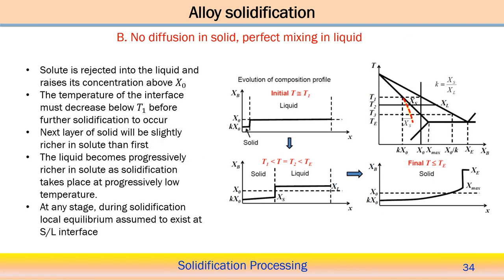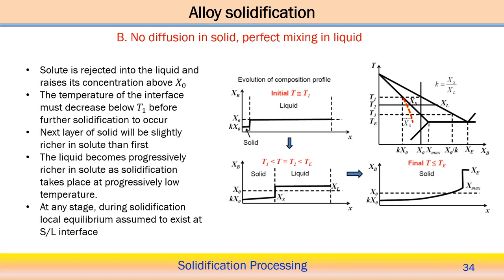Now we can explain this. When solidification occurs, solute is rejected into the liquid phase. So, definitely the concentration in the liquid phase is increasing if it follows the liquidus line, raising its concentration above X0, because at any temperature between T1 and T3 the composition of the liquid phase is much higher. Therefore, the concentration is always above X0, but the temperature of the interface must decrease below T1 before further solidification can occur.